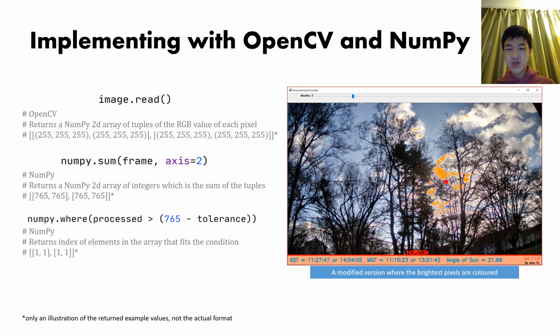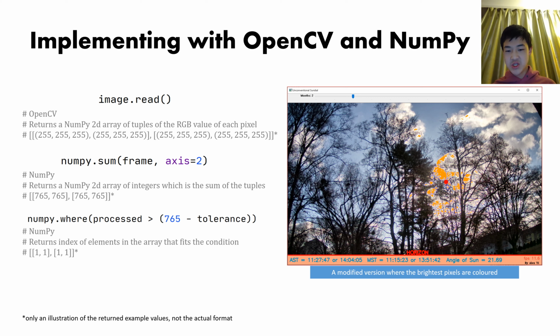Acquiring the position of the sun in the sky is split into two parts: obtaining the frame using the webcam and processing that frame to find the angle of the sun. I've used OpenCV and NumPy to help me with processing the images, as they are very time efficient. Taking the image is made very simple with OpenCV, the image.read method.